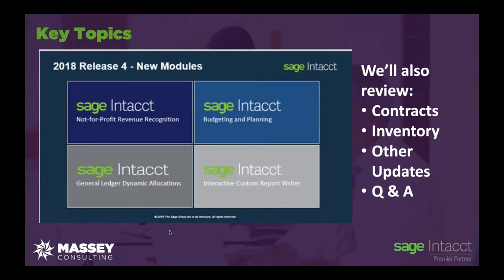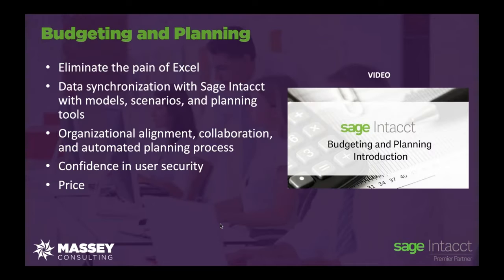All right, so budgeting and planning. Now, I said the interactive custom report writer was one of the more anticipated features of R4, but probably one of the more trumpeted, the one that had the most buzz about it at Advantage a few weeks ago, was the budgeting and planning model, right?